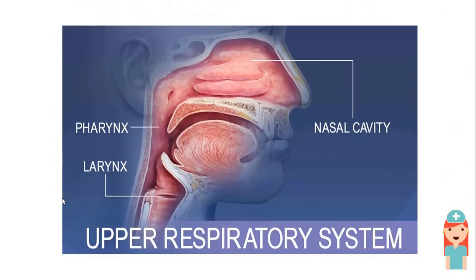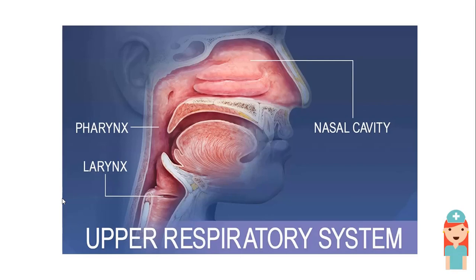The upper respiratory system consists of the nasal cavity, pharynx, and larynx. The main function of the upper respiratory tract is to receive the air from the external environment, filter it, warm it, and humidify it before it reaches the lungs where gas exchange occurs. Air enters through the nostrils of the nose and is partially filtered by the nose hair. Then it flows into the nasal cavity.